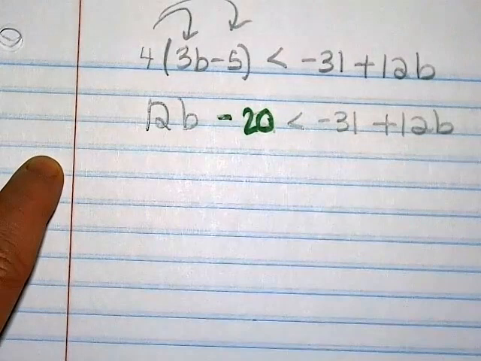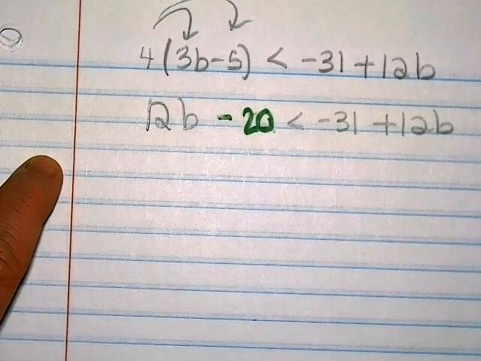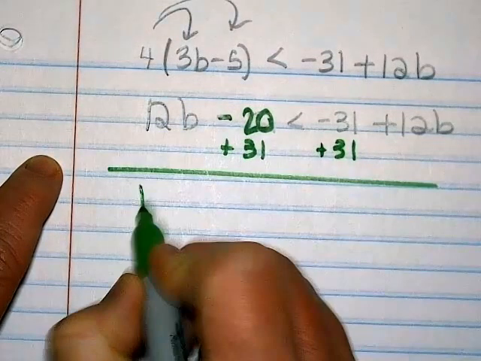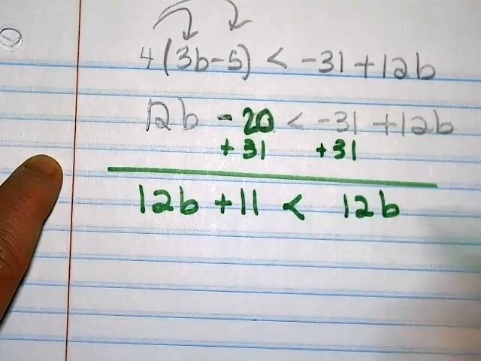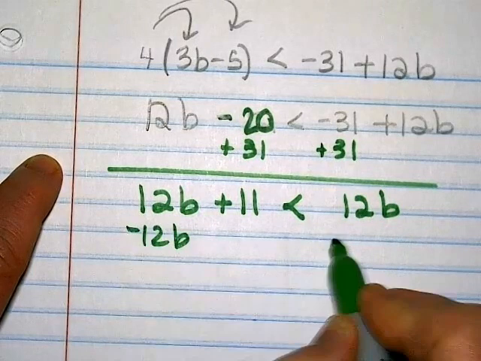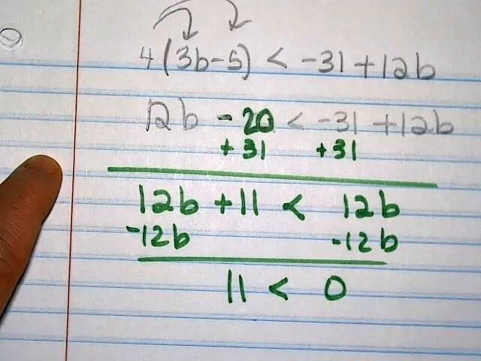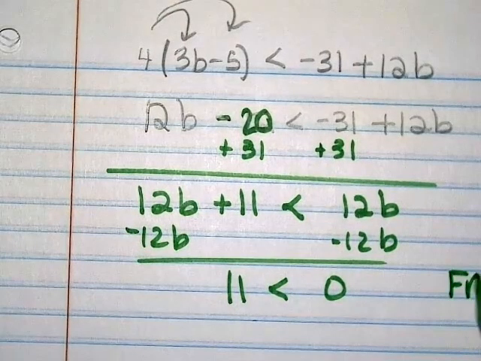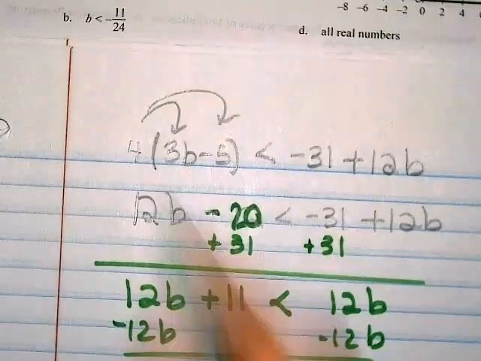Next step. I had 31. Okay. Subtract 12b. So negative 20 is less than 0. Is that true or false? False. So what answer is that? No solution.